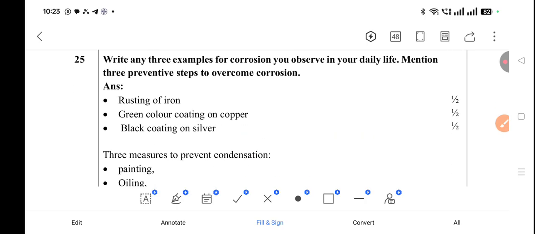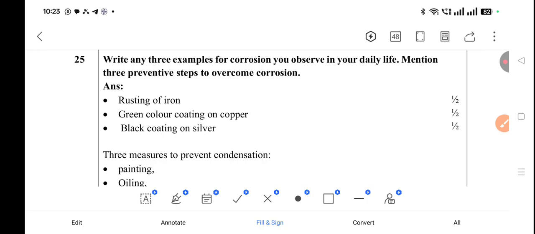Question number 25. Write any 3 examples for corrosion you observed in your daily life. Mention 3 preservative steps to overcome corrosion. Then, write any 3 examples for corrosion: rusting of iron, green color coating on copper, black coating on silver. These are all examples for corrosion.